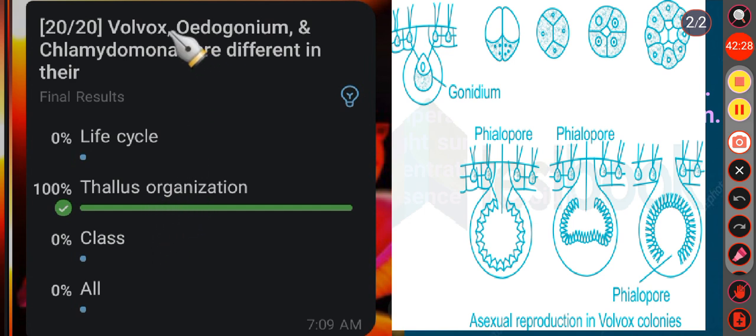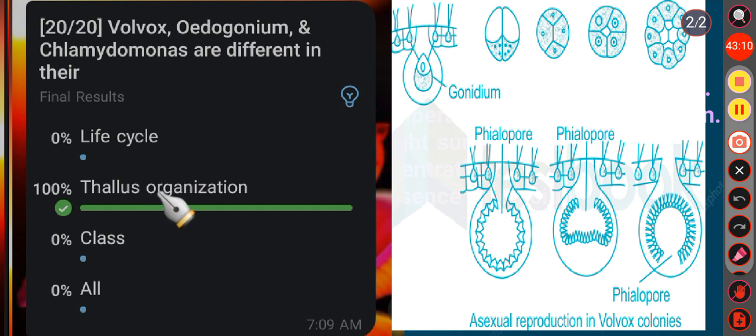We know in Volvox, Oedogonium and Chlamydomonas the life cycle type is haplontic. Here, the plant body is gametophytic, meaning haploid, and the sporophyte, the diploid stage, is represented only by the zygote, right? Then the gametophytic plant develops haploid gametes in the gametangium. Then the fusion between gametes results in the formation of the zygote, the only diploid stage, that is the sporophytic phase of the life cycle. So it is called the haplontic type of life cycle.